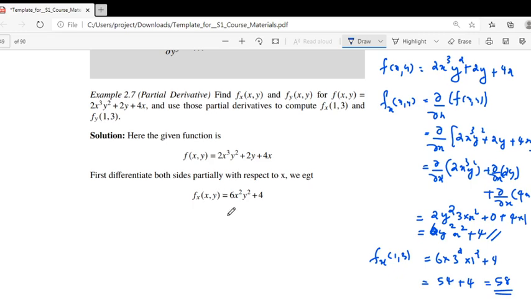Okay, these are the key steps in finding partial derivatives with respect to the respective independent variables, and also finding the partial derivative at a particular point. Remember, this fx of (1, 3) represents the slope in the x direction at the point (1, 3). This fx of xy gives the partial derivative with respect to x, and it is the slope with respect to x, that means slope in the x direction. The slope in the x direction is given by 6x square y square plus 4, and the slope in the x direction at the point (1, 3) is 58.